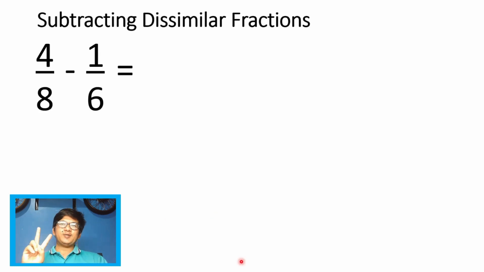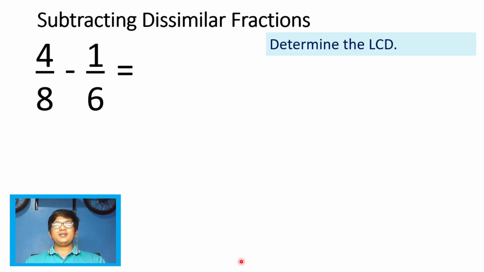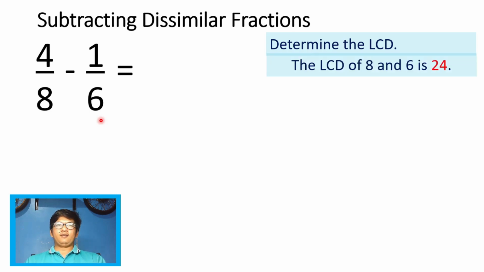Second part of this video is subtracting dissimilar fractions. We have an example of 4/8 minus 1/6. Our first step is we need to change dissimilar fractions into similar fractions by determining the LCD. What is the LCD of our denominators, which is 8 and 6? So our LCD is 24. This will be our new denominators.